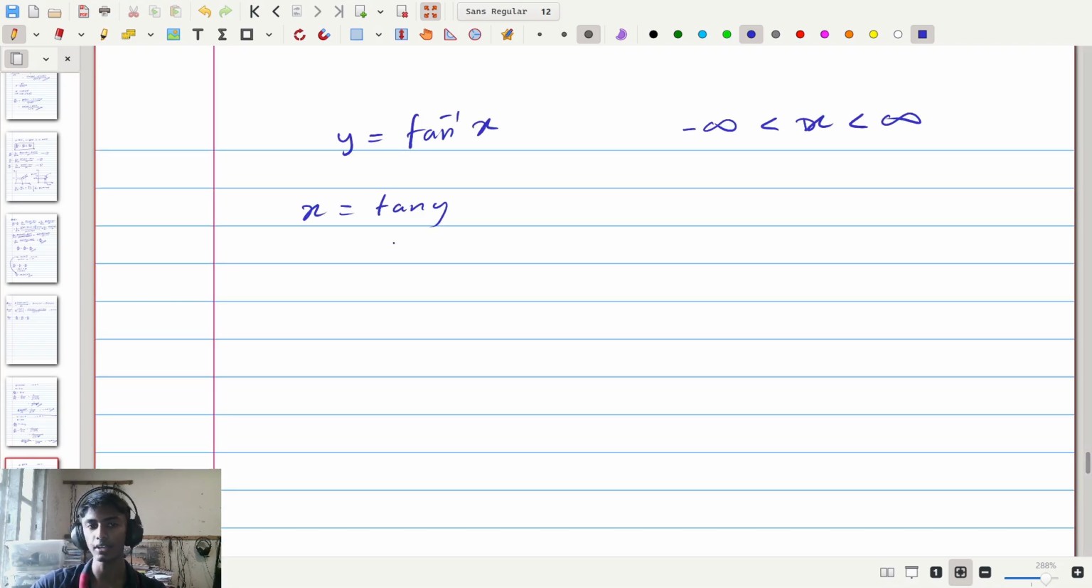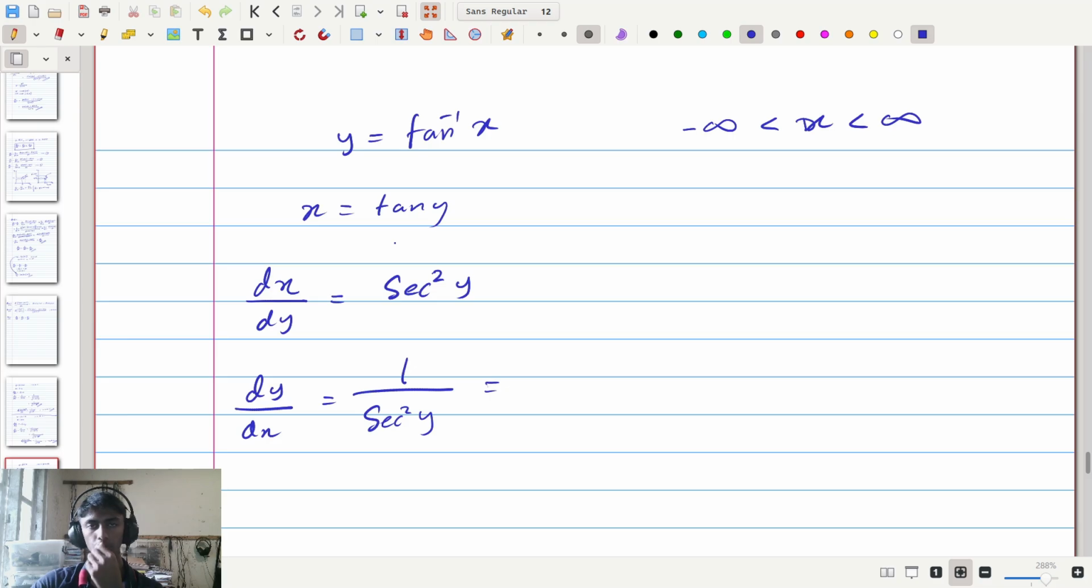Now then, taking this thing, we know what dx by dy is. From the previous video, we found that the derivative of tan of something is equal to secant squared of that thing. So this is equal to the secant squared of y. So therefore, dy by dx is going to be 1 divided by this. So it's going to be 1 divided by the secant squared of y.